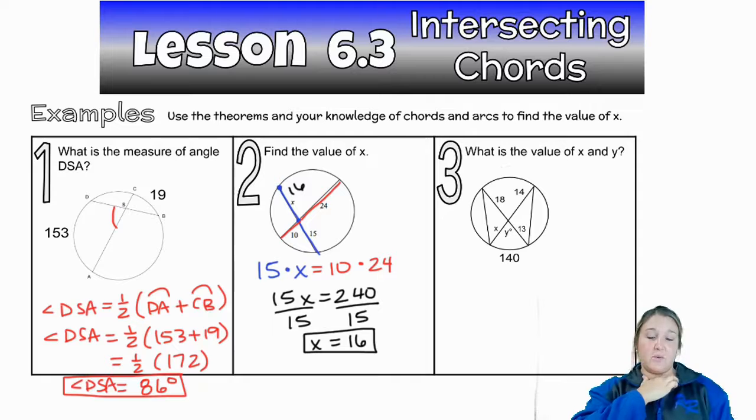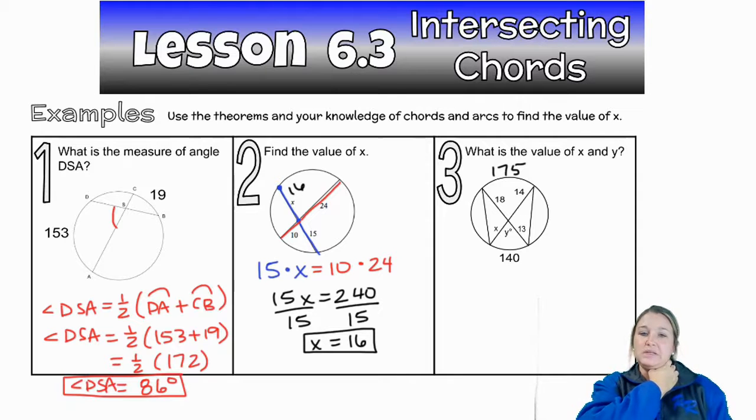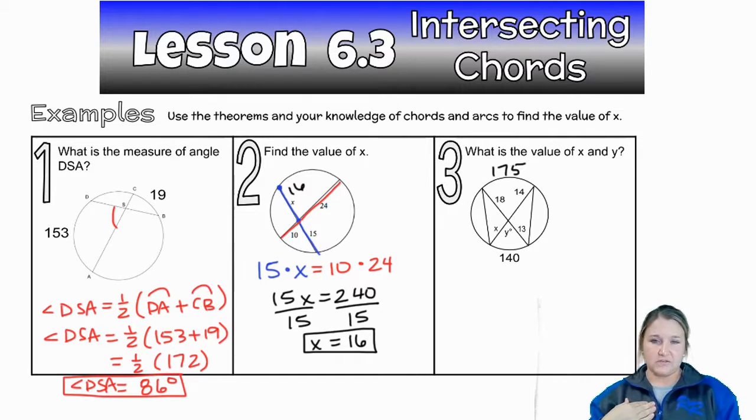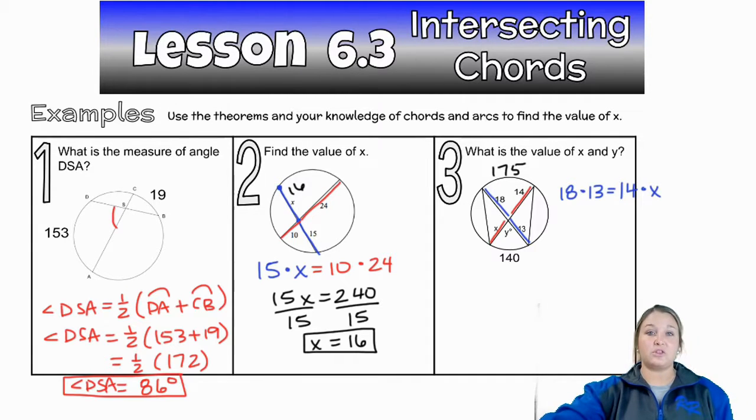So now we're going to find the value of x and y. First off, I need you to take your little handy dandy pencil right here. I want you to write 175 right there because we forgot to add that in there. In order to find x, which I think is easier to find first, I'm going to find x first. I know that 18 times 13 is going to be equal to x times 14. So 18 times 13 is equal to 14 times x.